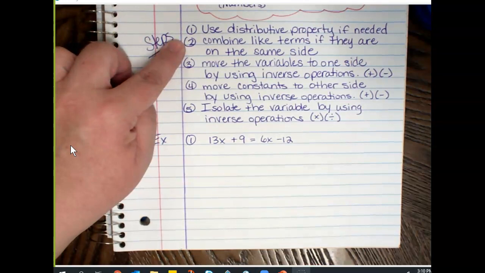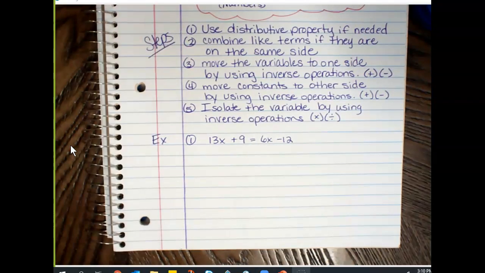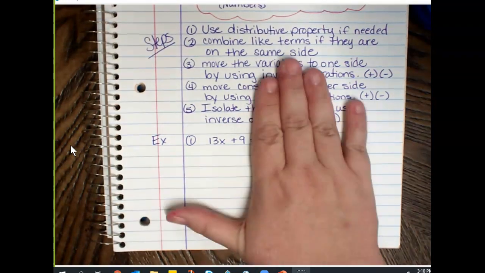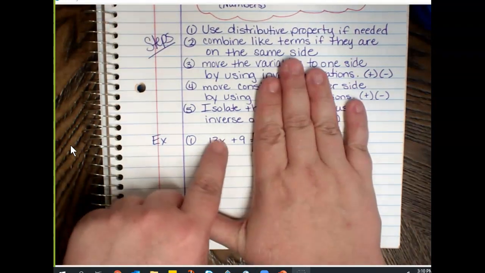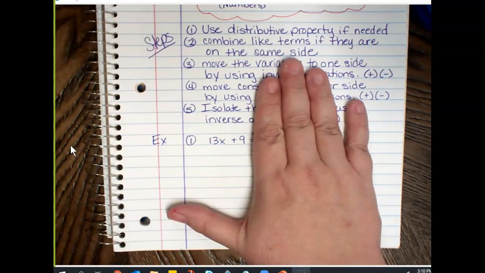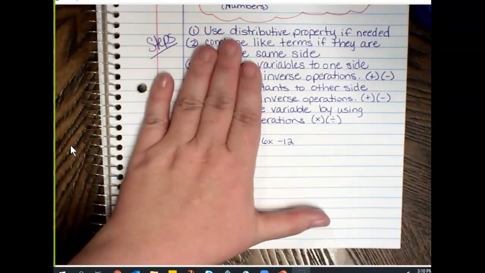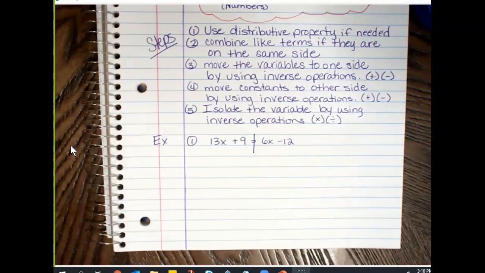Combine like terms if they're on the same side. Well, what they mean is if I have this equal sign and I divide it, if I look at just this side, do I have anything I need to combine? Nope, because I can't combine x's with numbers. On this side, do I have anything I need to combine? Nope, so we're on to step 3.